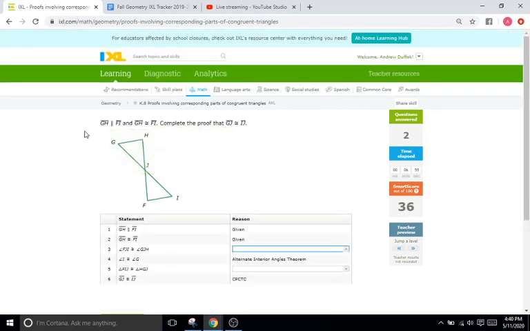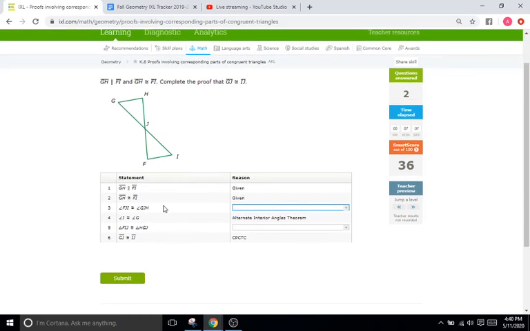Okay. So this one says GH and FI are parallel. Nice. And GH and FI are also going to be congruent. Also nice. Okay. So let's see. Now they give us two statements to prove here. So we'll go to angle FJI, so J right there, and GJH.